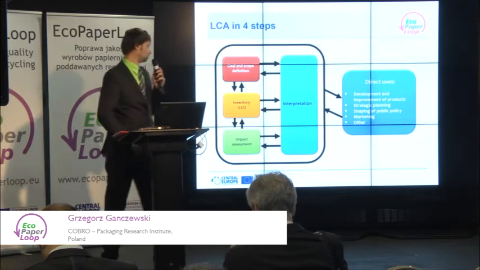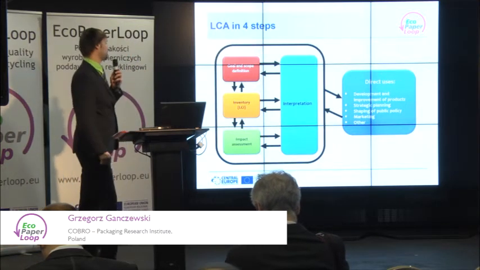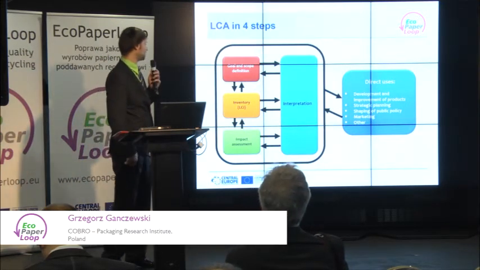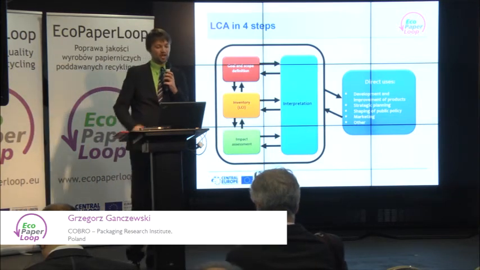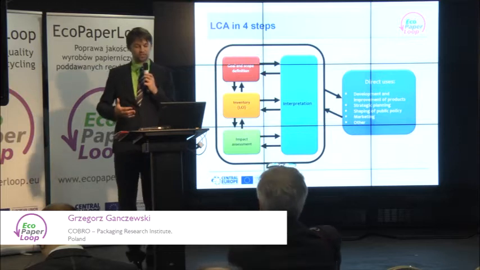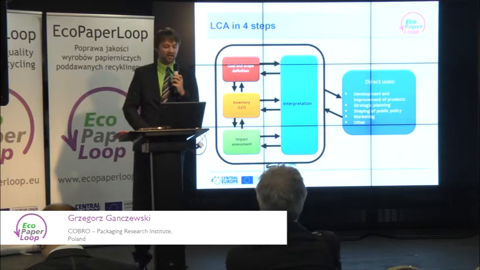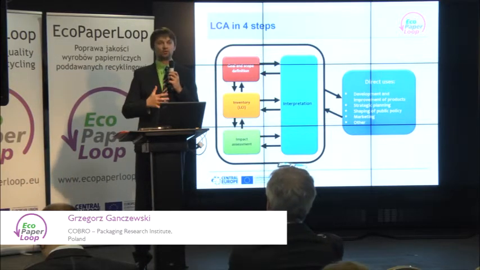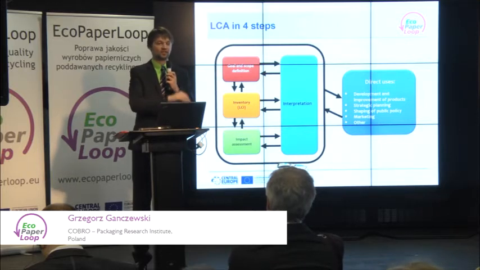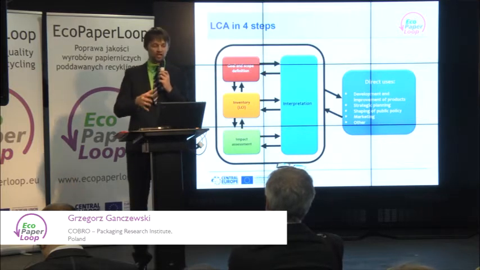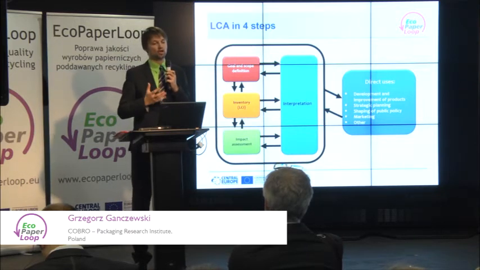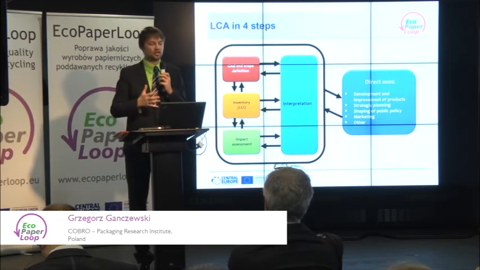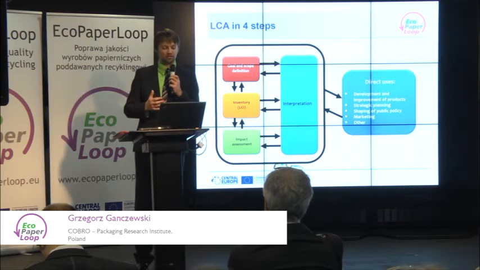So what does the methodology look like? We have four main steps of making a life cycle assessment. We have something called the goal and scope definition, where we define the subject matter of our study. Then we collect all this data about what we've taken from the environment and what we are leaving behind. And we have to calculate this data in great detail. We have to go down to chemical components very often.